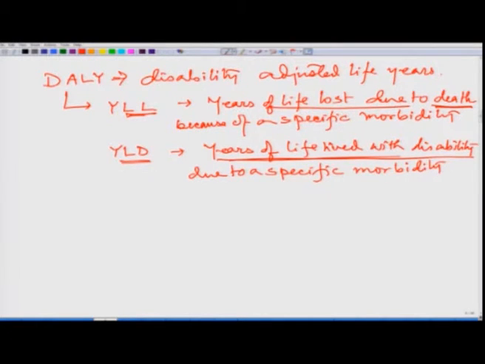So now, why are these measures important? Let us take an example that a government gives me 100,000 rupees and says that you have to improve the health of this society.